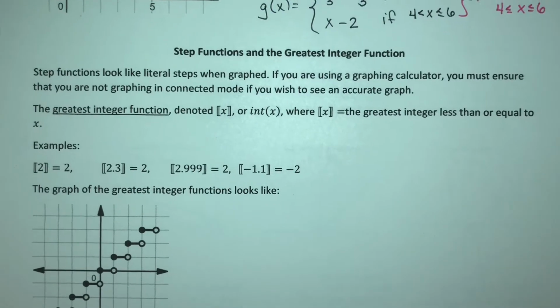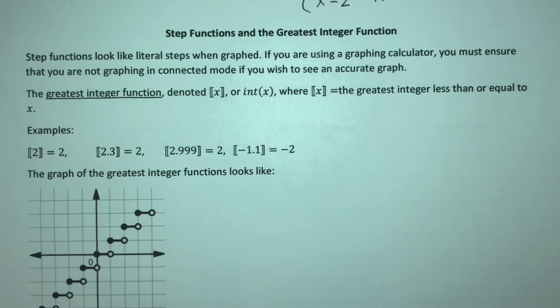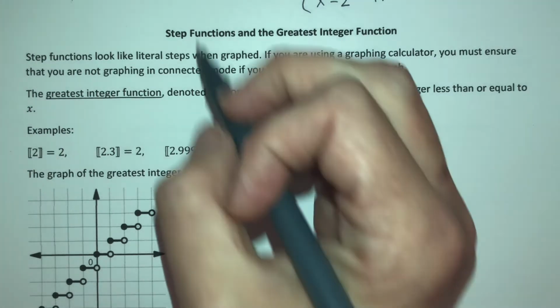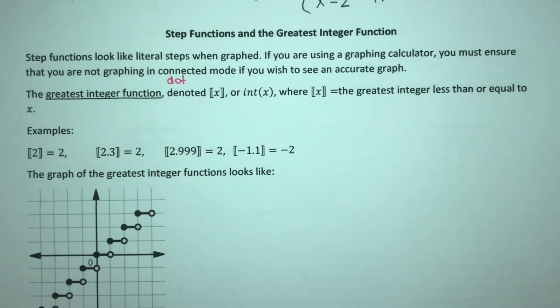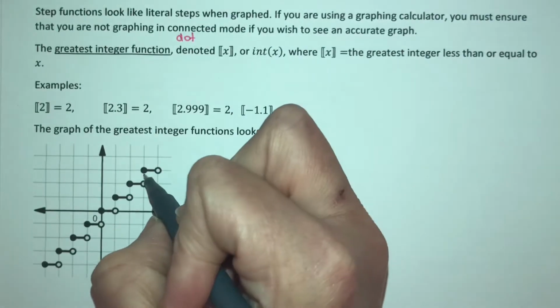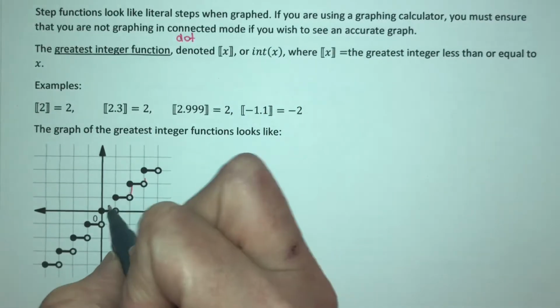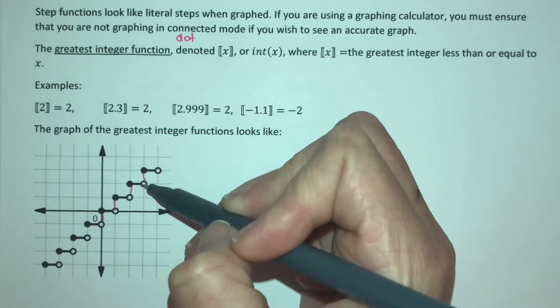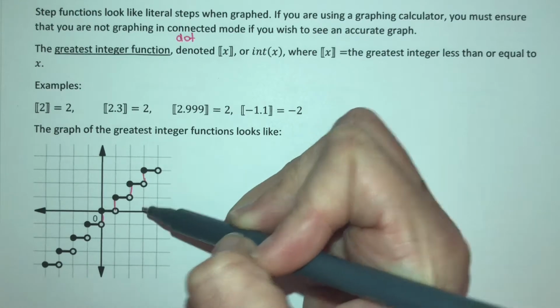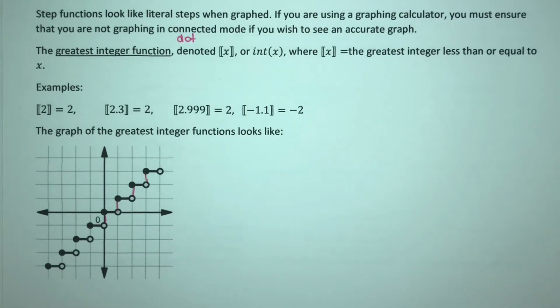If you're using a graphing calculator, you want to check your settings to make sure that you're not graphing in connected mode. You want to change it to dot mode. In connected mode, it's going to draw a line in each of these areas, and if there's a line from here to here, then you're not passing the vertical line test, which means you're not dealing with a function, and your graph is completely wrong. So make sure that you're doing it that way.